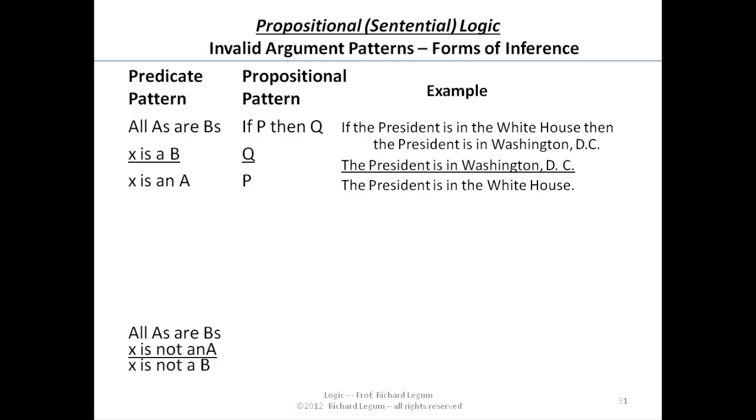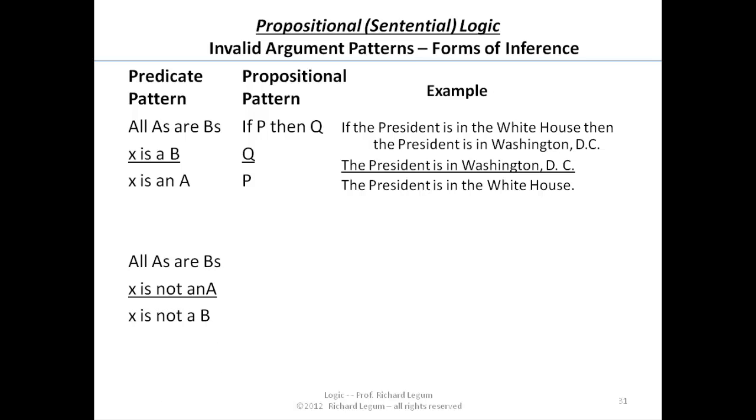And we always know that if he's in the White House, he is in Washington, D.C., but we can't jump to that conclusion. The other bad pattern of inference from predicate logic is going with the nots in the wrong direction. That is, all A's are B's, X is not an A, therefore X is not a B. The equivalent inference with respect to conditionals: if P then Q, not P, therefore not Q. It's sometimes called the fallacy of denying the antecedent.